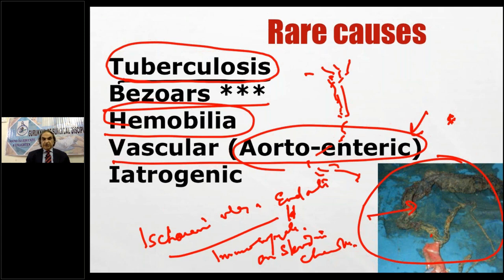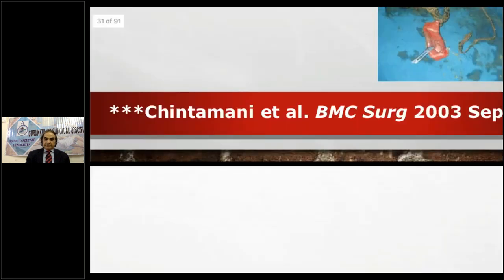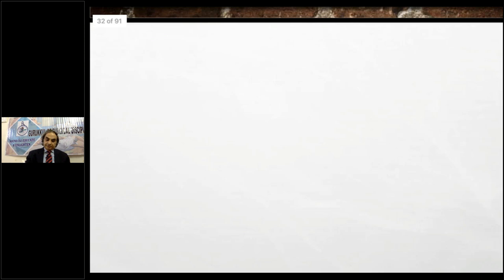Iatrogenic is, of course, if you've done some procedure like ERCP, you've done colonoscopy, you've done upper endoscopy, you can cause hemorrhage, which can produce lower GI hemorrhage. So that's not common, and you obviously have a cause, so there's no problem there. You can make it out. So this was the publication that I was referring to, which is about the bezoar being the cause. It's not a common cause.